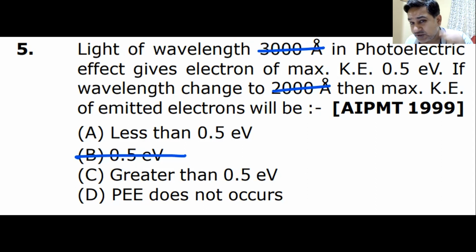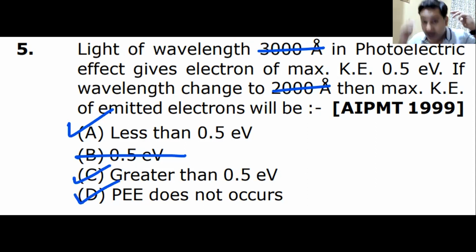Now the options which are possible are option A, option C, option D. Remember, I'm not eliminating options. This is not the way of eliminating options. I'm getting the right options. In my head, how do I think? That is what I'm going to tell you.